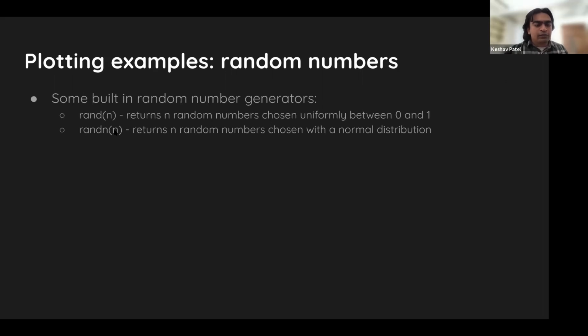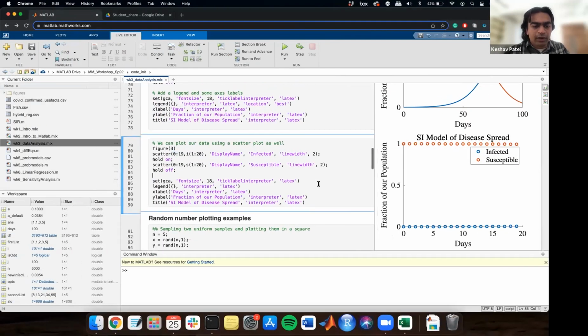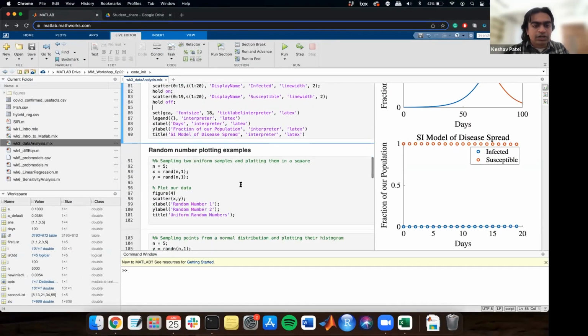And to give you some examples of these random numbers, we're going to do a couple of illustrations with plots. So we're going to sample 2 uniform distributions and then plot them on an XY plane. And then we're going to sample points from a normal distribution and plot a histogram. All right. So this will also give you a little bit of an understanding of how these other kinds of plot functions work.